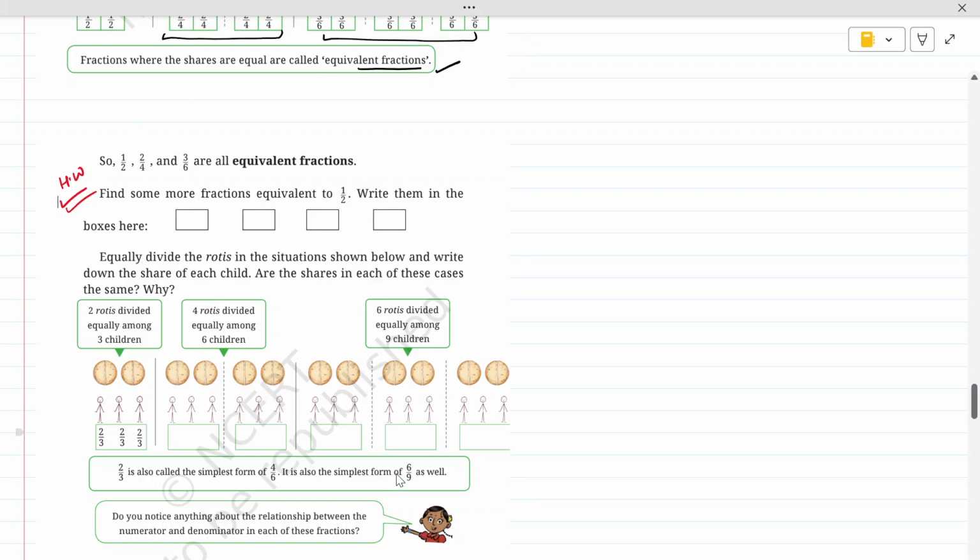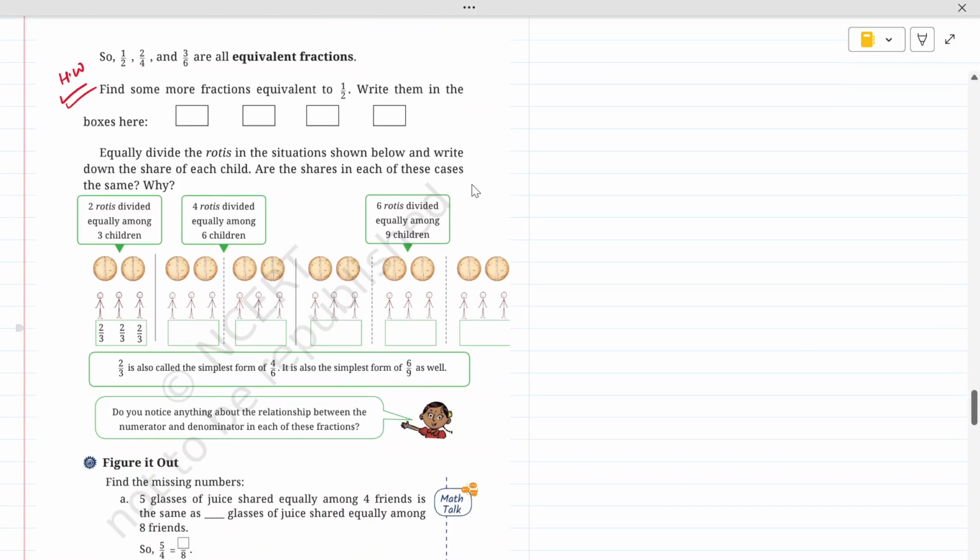Now, next, equally divide the rotis in the situations shown below and write down the share of each child. Okay. Are the shares in each of these cases same? Why or why not? So kids, this is same as the above one. Here two rotis are divided into three children. So each child will get 2 by 3 of roti.